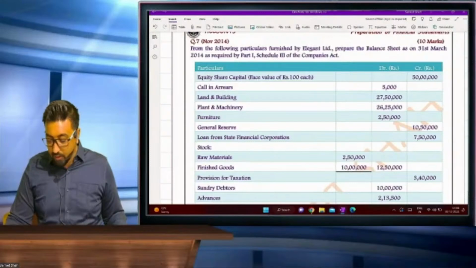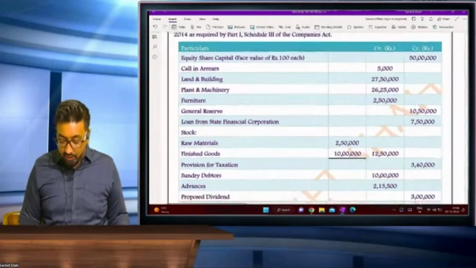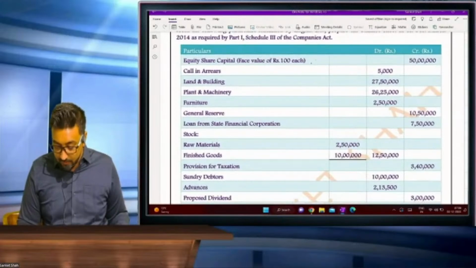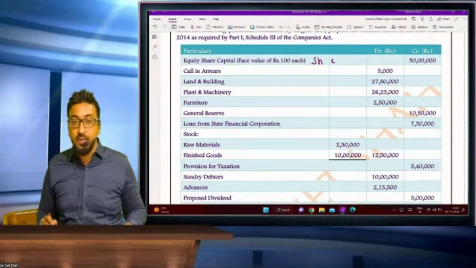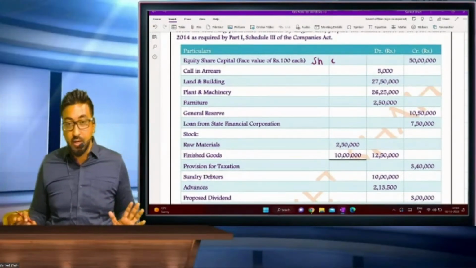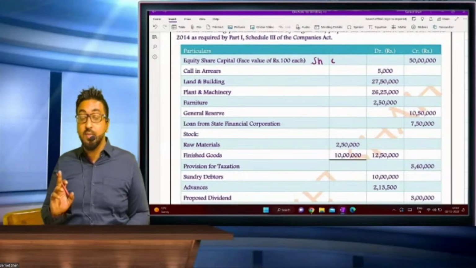From the following particulars furnished by Elegant Limited, prepare the balance sheet as on 31st March 2014 as required by Part 1, Schedule 3. Equity share capital: beta, where to put this? Yes, share capital. Today I am going to give you exactly 20 minutes. Once I complete the posting, I will tell you where to record. After posting, I will give you 20 minutes to record all these items in the balance sheet and then I will show you the answer. So now it is better self-explanatory.